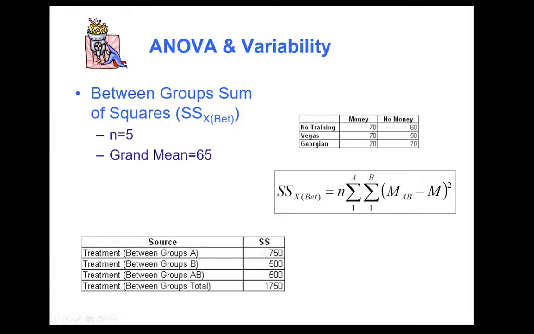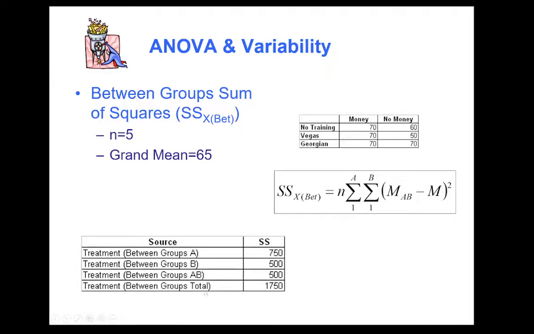The main effect for A, which is incentive type, 750. The main effect for training program type, which is 500. And then the interaction between incentive and training, which is 500. So 500 plus 500 is 1,000. 1,000 plus 750 is 1750. The only reason I'm presenting it here is, once again, analysis of variance is simply partitioning of the total sums of squares. And then it's sub-partitioning.